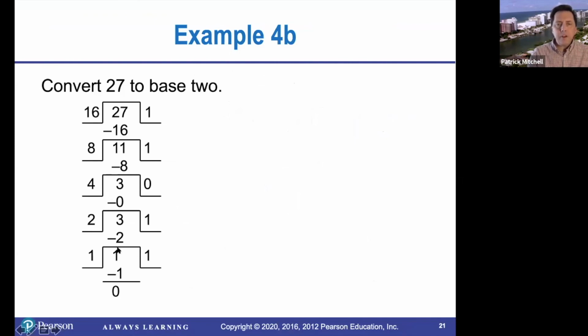So that's what they're doing here. They're doing long division. I thought it looked a little confusing, especially if you've never seen it written that way.